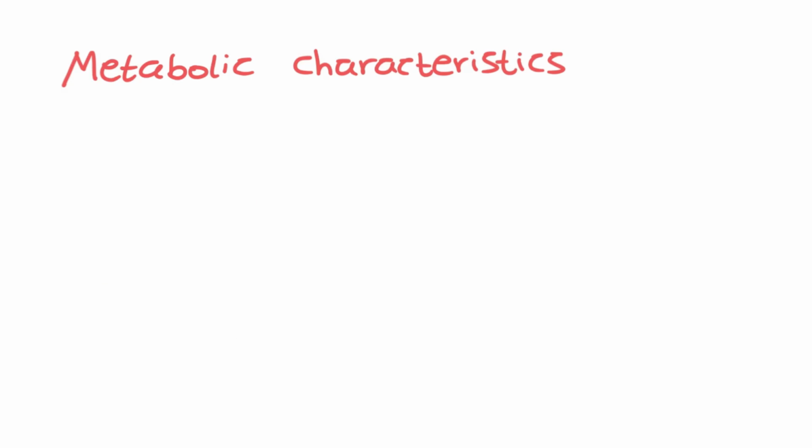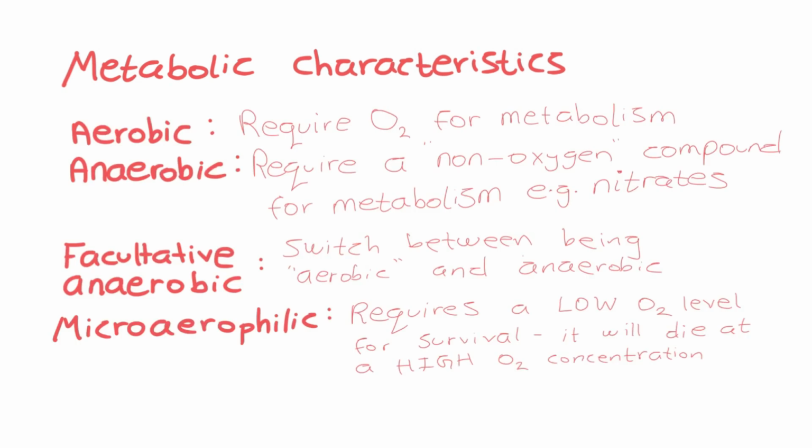Another way of classifying bacteria is based off of their metabolic characteristics. So bacteria can be classified based on what they use as an energy source for their metabolism. In this case, you have four distinct categories: aerobic bacteria, anaerobic bacteria, facultative anaerobic bacteria, and microaerophilic bacteria, also known as microaerophiles. Aerobic bacteria require oxygen for metabolism, whereas anaerobic bacteria require a non-oxygen compound for metabolism. Now, just to be clear, anaerobic bacteria would not use oxygen even if it was present, because they require a non-oxygen compound to survive.